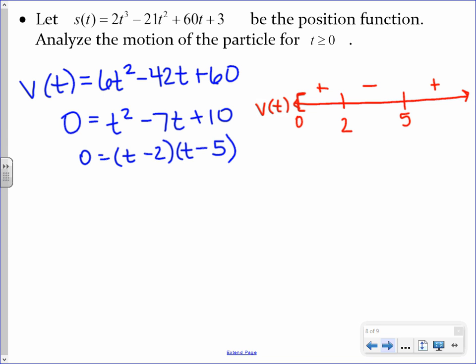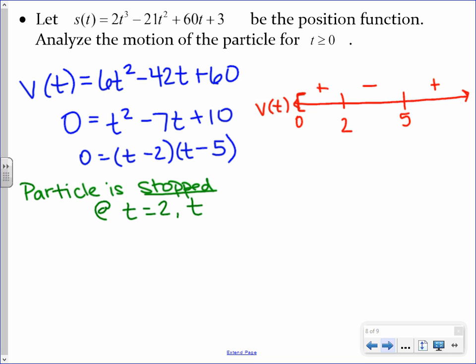Okay, so let's analyze this. We know that our particle is stopped, it is motionless, when there is no motion. Velocity is 0. So our particle is stopped at t equals 2 and t equals 5.